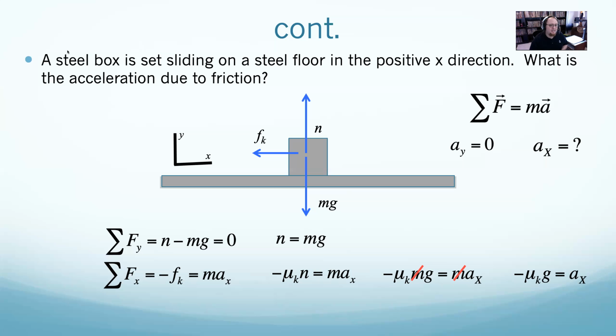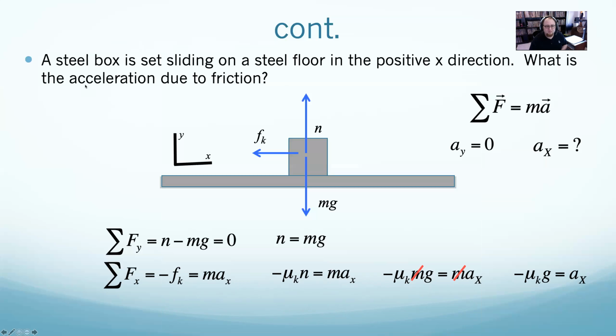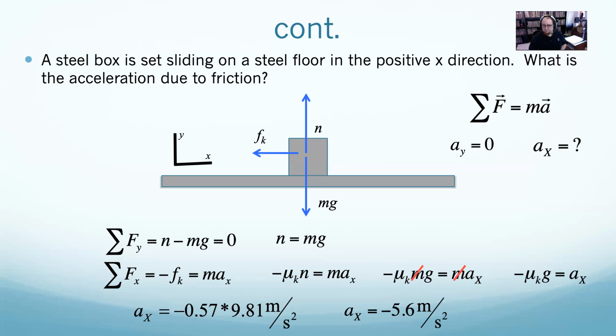Now, I did say it was a steel box on a steel floor. So I can just go back to that table I had and say steel on steel, there's my values. And I'll say the acceleration is the coefficient of kinetic friction for steel on steel times g, and get a value. Any questions though? Okay.